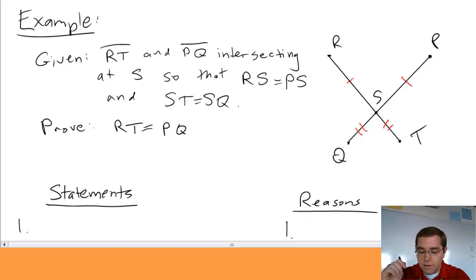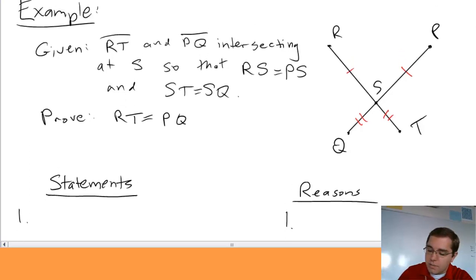And we're told in our given statement that segment RT and segment PQ are intersecting at point S so that RS equals PS and ST equals SQ. So we can see that in the picture here. We have segment RT and segment PQ. They intersect at the point S, and the single hash marks show us that RS equals PS, and the double hash marks show us that ST equals SQ. Remember, the hash marks are a way to denote how things are equal in our diagram.